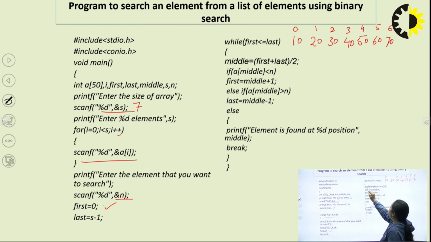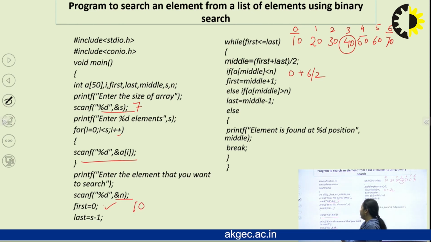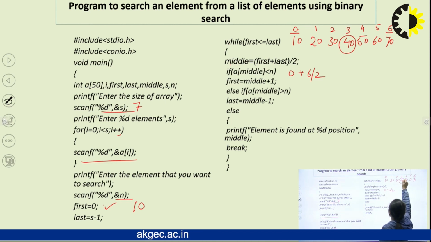Now middle is equal to first plus last by 2. What is the value of first? It is 0. And what is the value of last? It is 6. So 0 plus 6 by 2, that is 3. So the middle position is 40. Now let us assume we want to look for 10. The value of n is 10. So 40 is compared with 10.